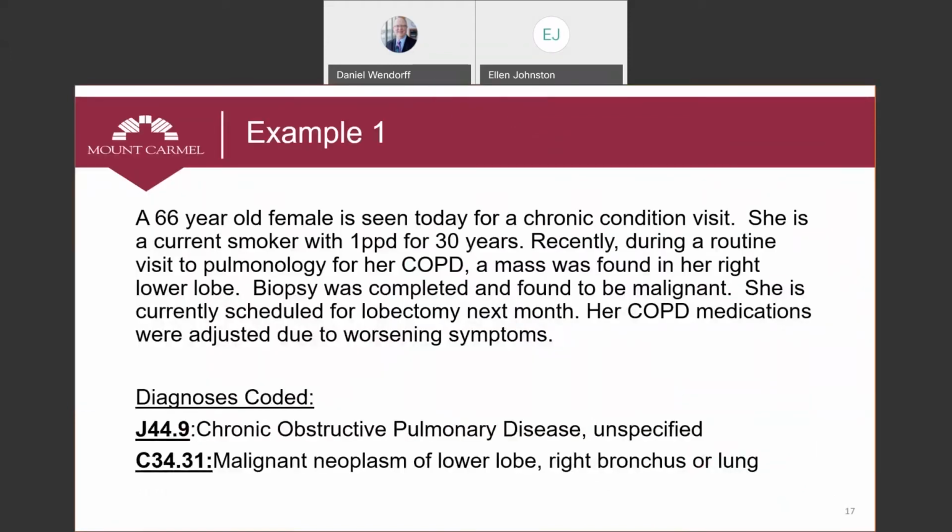Our first example is a 66-year-old female who is seen for a chronic condition visit. She is a current smoker with 1 pack a day for 30 years. Recently, during a routine visit to the pulmonology for her COPD, a mass was found in her right lower lobe. Biopsy was completed and found to be malignant. She is currently scheduled for a lobectomy next month. Her COPD medications were adjusted due to her worsening symptoms. For this example, we would select code J44.9, chronic obstructive pulmonary disease unspecified. The secondary would be C34.31, malignant neoplasm of the lower lobe, right bronchus or lung.